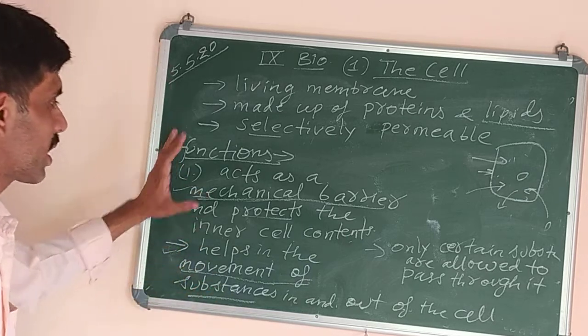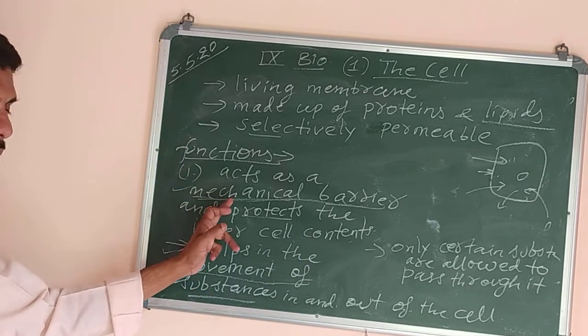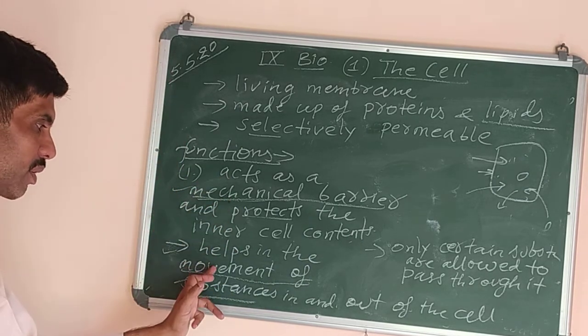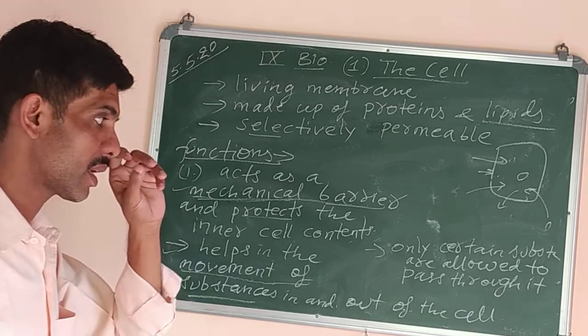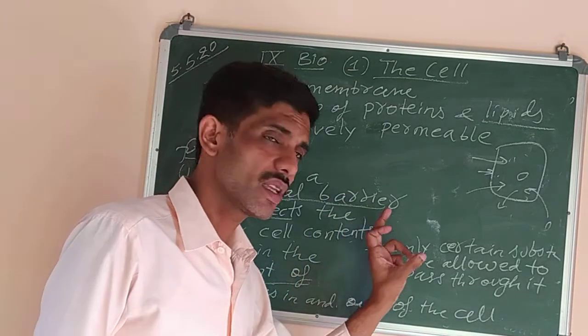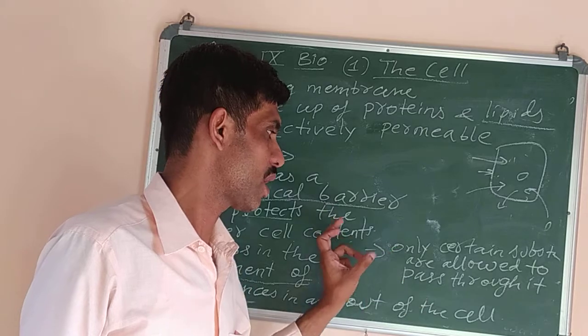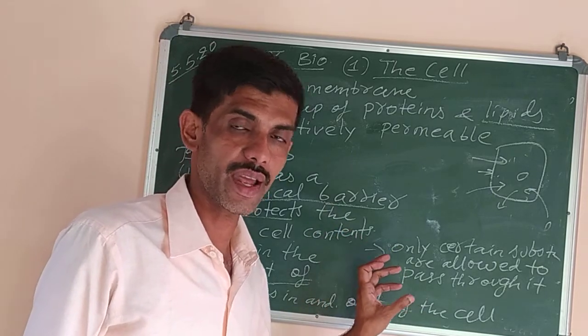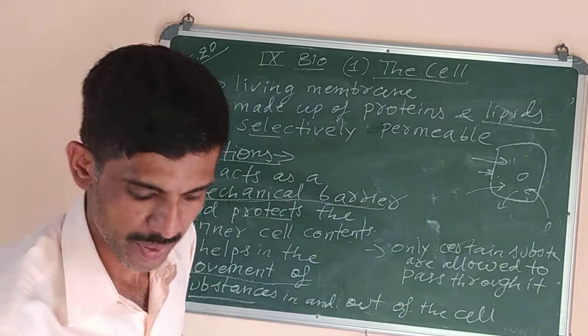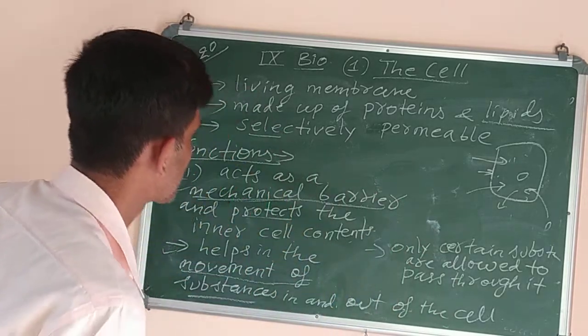So what are the functions? Already discussed: act as a mechanical barrier, regulate the movement of substances in and out of the cell, and only certain substances are allowed to pass through the cell membrane. That's why it is called selectively permeable membrane. Okay, now next one is cell wall.